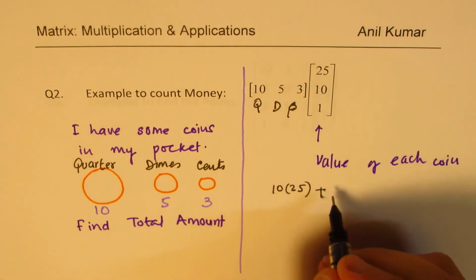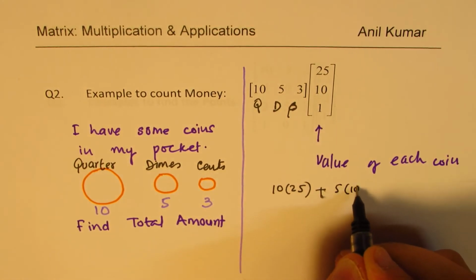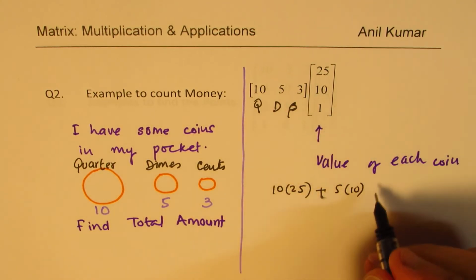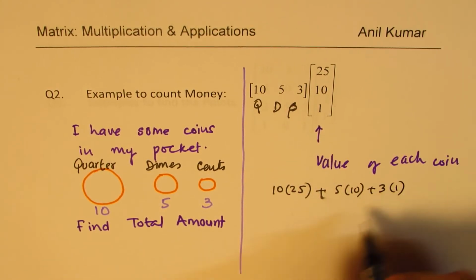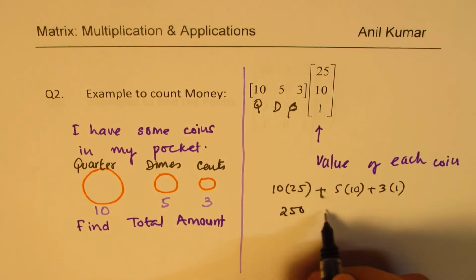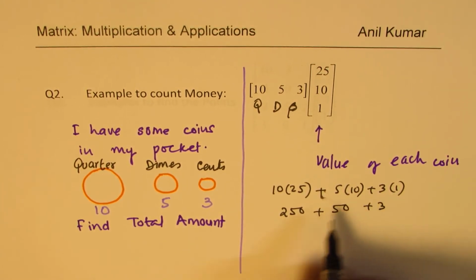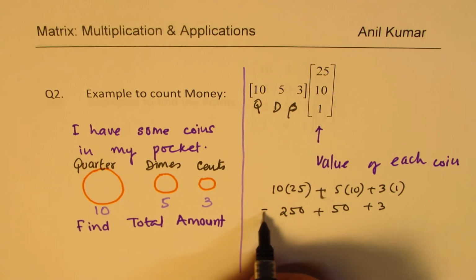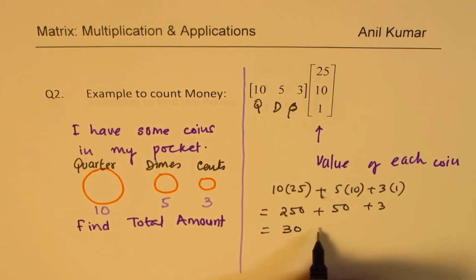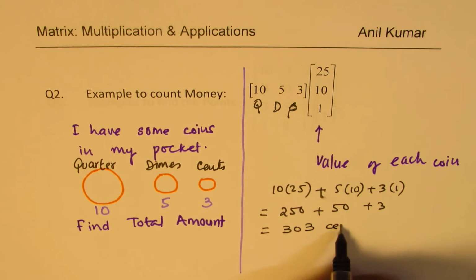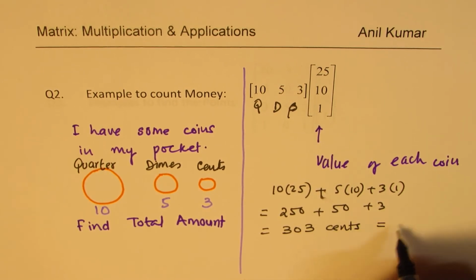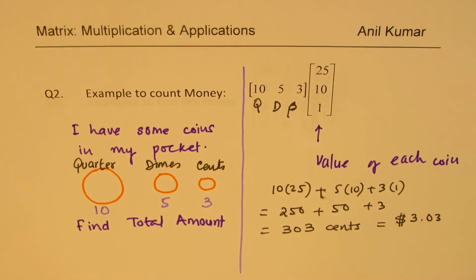Plus 5 by 10 and 3 by 1. You say, well, this is 250 cents and this is 50 cents and this is 3 pennies, right? So the total amount is equal to 303 cents or pennies, right? Which in dollars, you can say 3.03. Does it make sense to you?